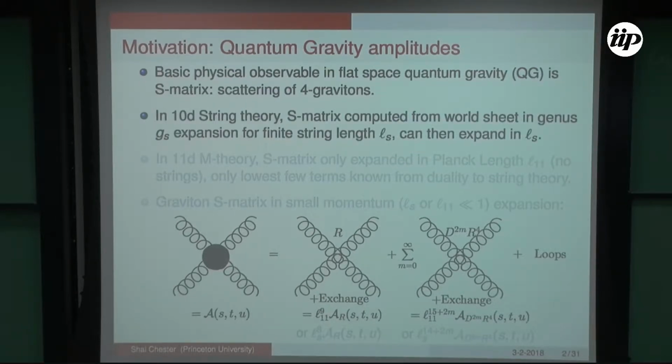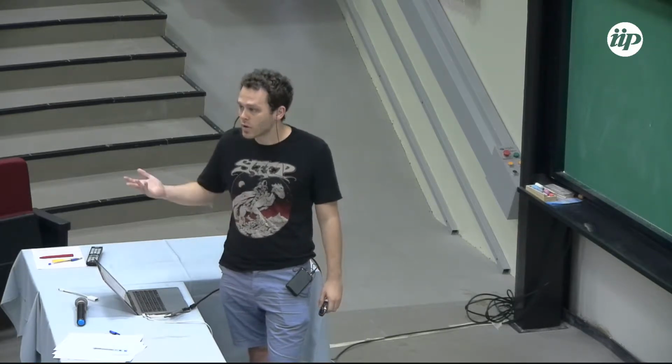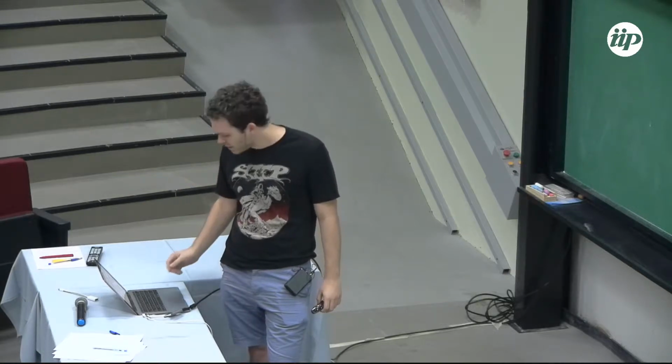For instance, in 10-dimensional string theory, the S matrix is computed from the world sheet in an expansion in the genus. Originally the answer is for finite string length, but then you can of course expand it furthermore to get an expansion also in string length.